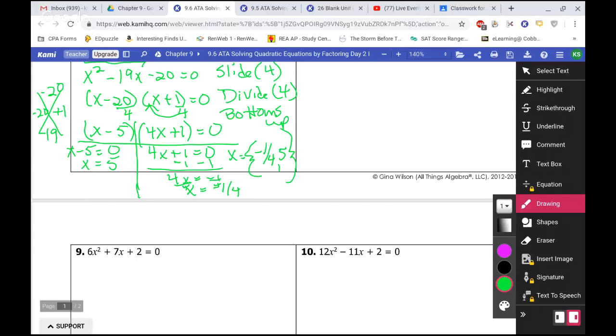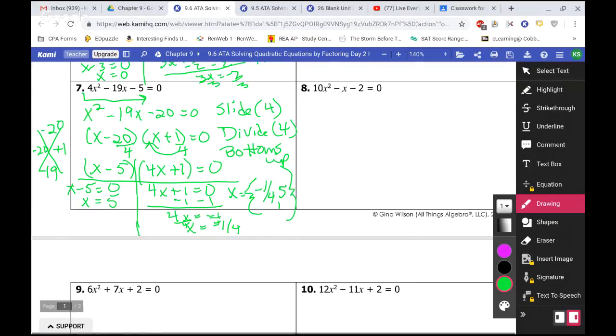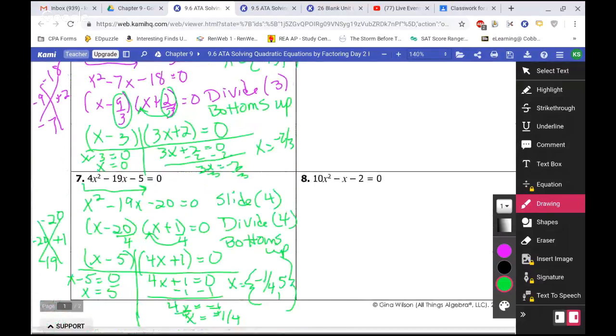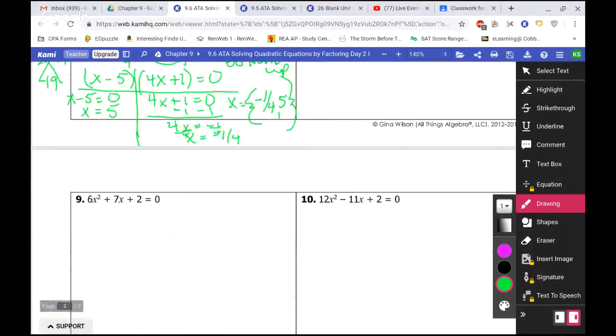What have we been doing? No. What have we been doing? What did we do up here? What have we done on... You subtract 5 and 7? Oh wait, no, you slide. Slide and divide.